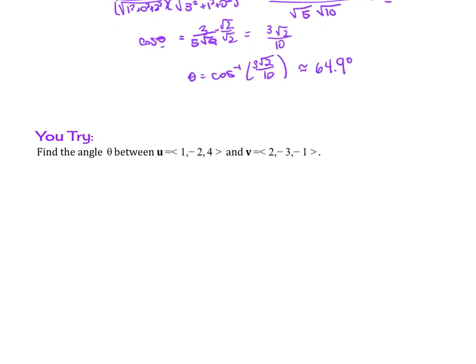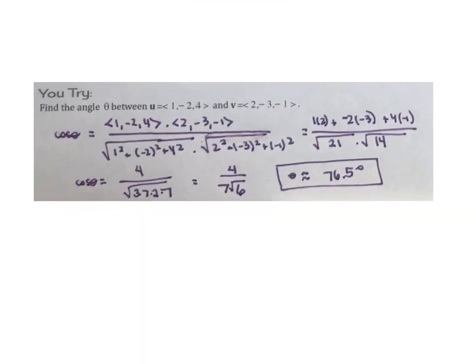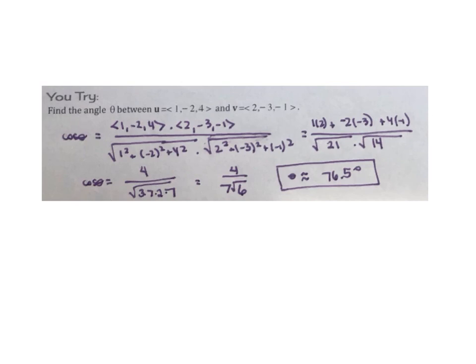So go ahead and try this example. Find the angle theta between u and v. All right, if you tried this out, you would have gotten cosine theta equals 4 over 7 root 6. And then when you plug it in your calculator, you should get theta as approximately 76.5 degrees.